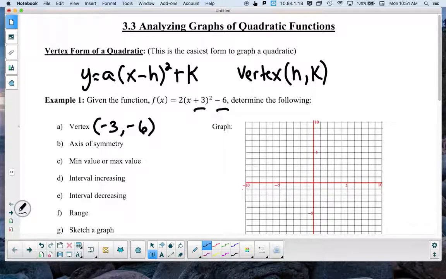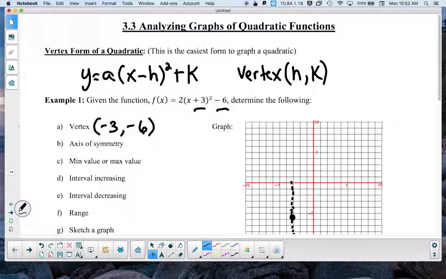The axis of symmetry, actually, I'm going to plot that point. So let's go to (-3, -6), and put a dot right there. Got a little bit off, but right at (-3, -6). That's going to be your vertex. At your vertex, everything is symmetric on both sides. So the axis of symmetry is going to run through your vertex.